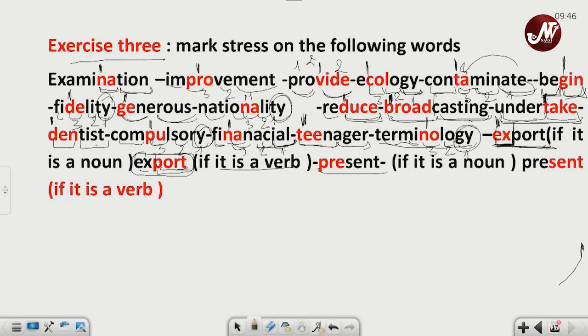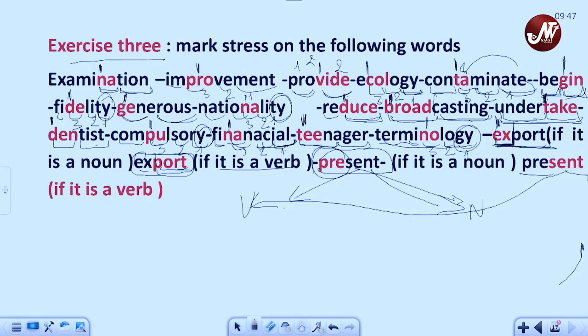The same thing for the word present and present. Present, verb. Present, noun. So if we have it like this, it means this is a noun. Then if we have it like this, it means this is a verb. So we say to present, but we say the present simple, the present continuous.